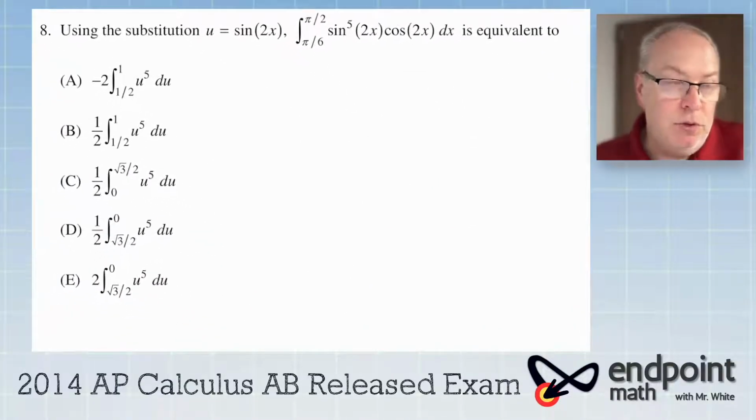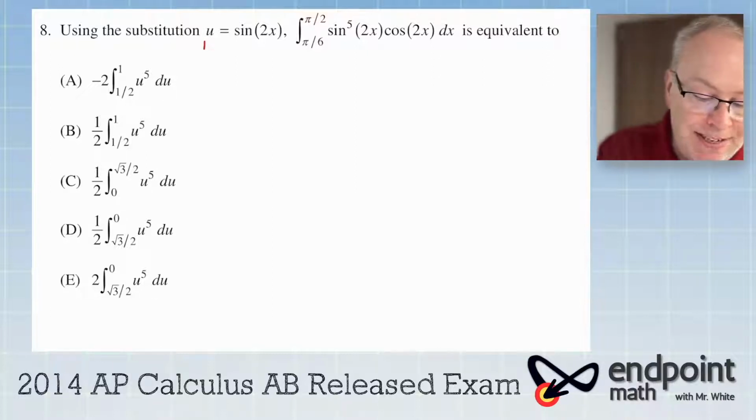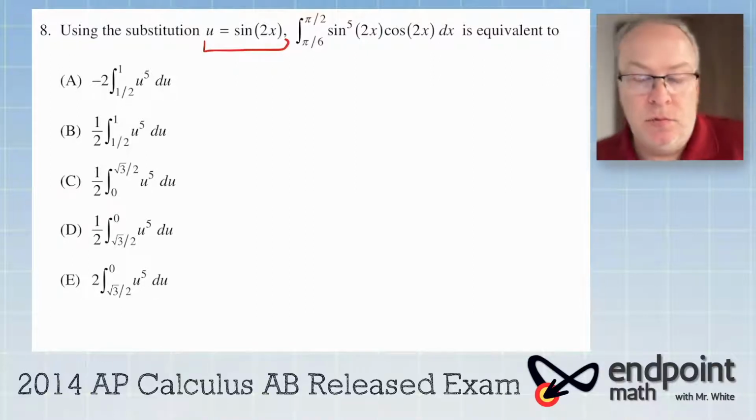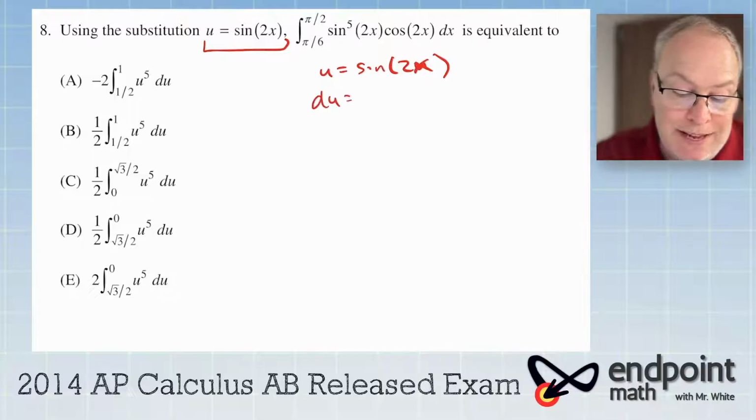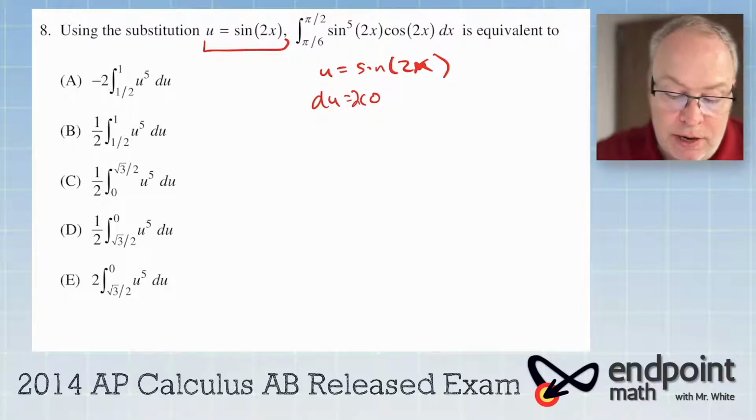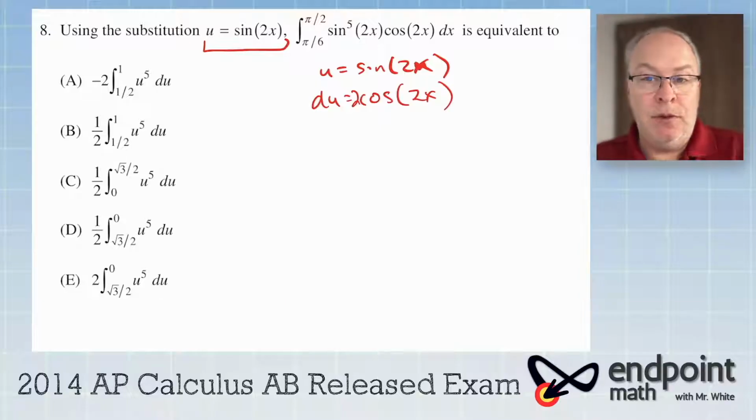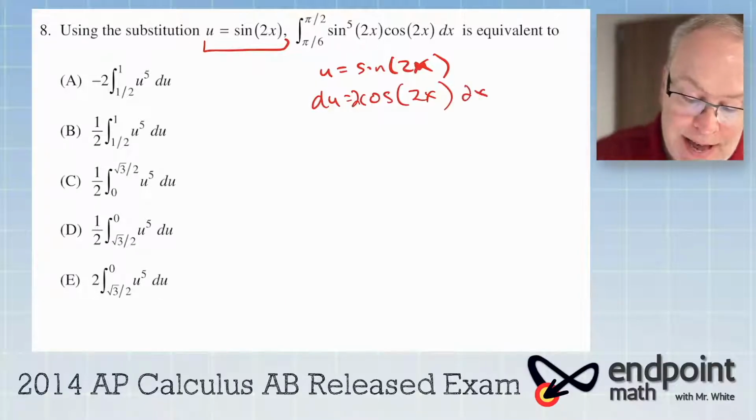We're going to do U-substitution here. They actually tell us what the U-substitution would be, so I'm going to jump in here and write that down. I then take the derivative. du would be 2 cosine of 2x dx, because you have to remember to tack on the derivative of that 2x.